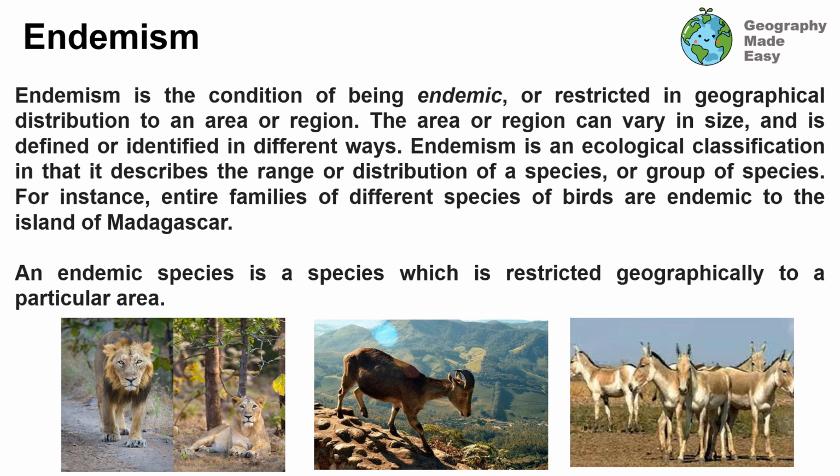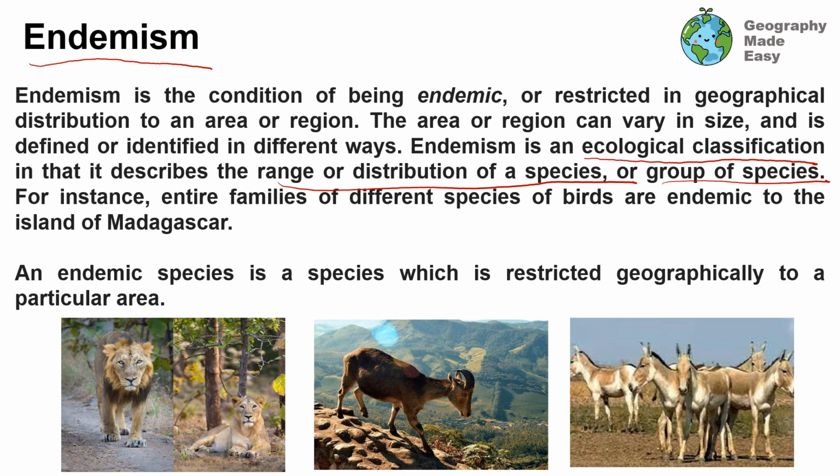Now let us look at a number of concepts. The first concept here is endemism. So what is endemism? Endemism is the condition of being endemic or being restricted to a particular geographical area. Endemism is an ecological classification. It describes the range or the distribution of species or a group of species.